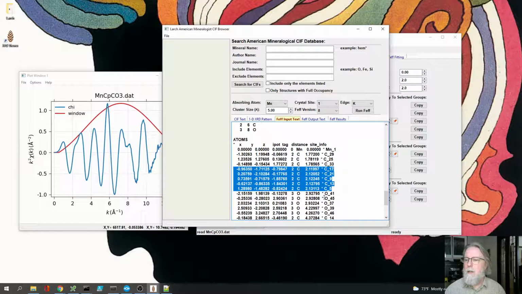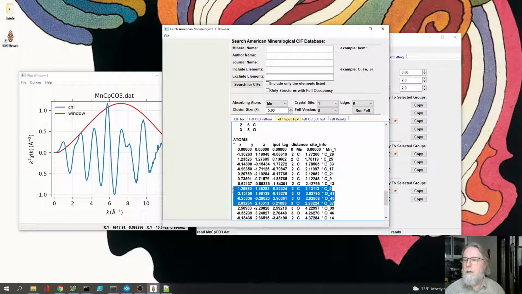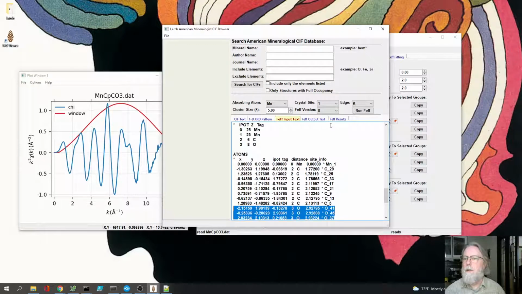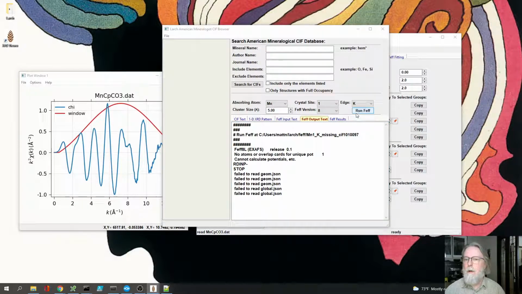And then there's 3 oxygens here that are right beyond the carbon atoms. Those are the 3 oxygens that are the oxygen part of the carbonyl. So there are all of those atoms, and then there's more stuff out here. So I'm just going to run Feff on that. I'm only going to go out to 5 angstroms.